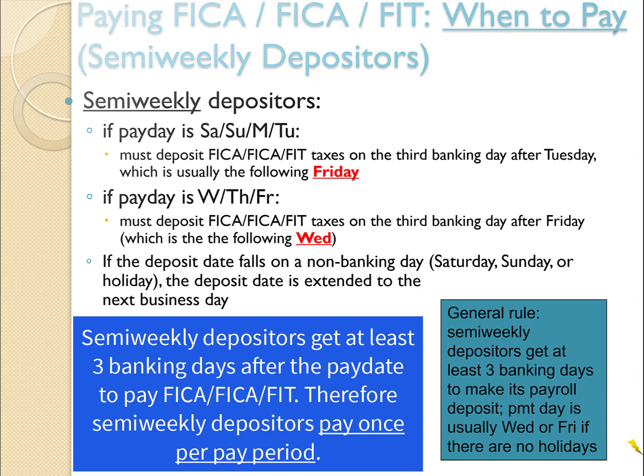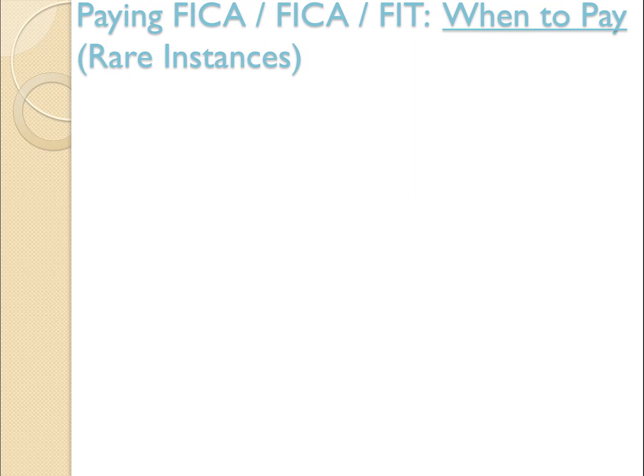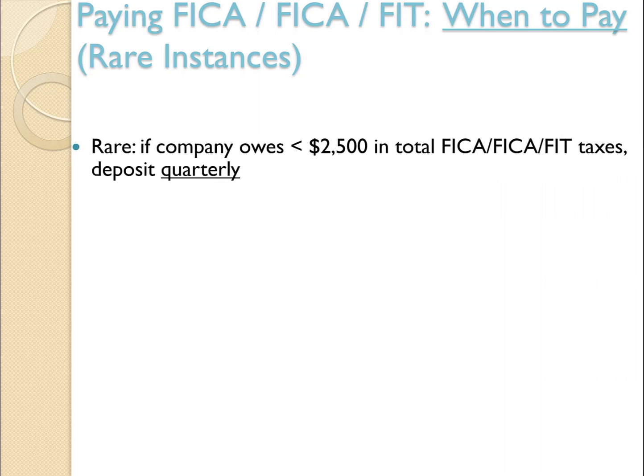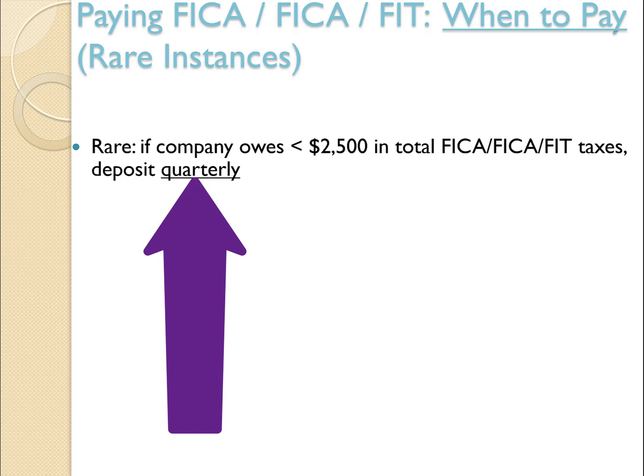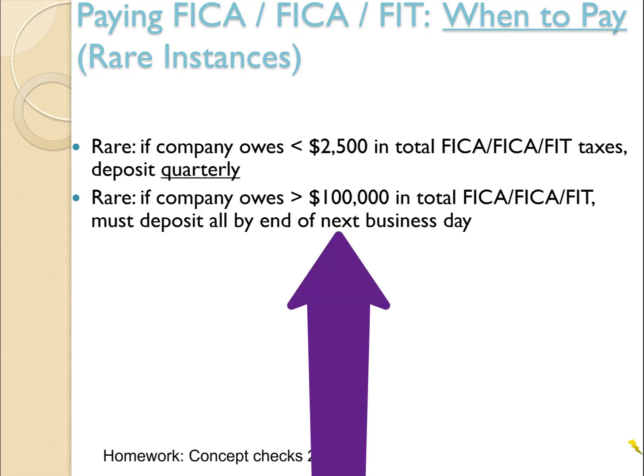So usually employers are monthly depositors of FICA FIT or semi-weekly depositors, but there are some other rare exceptions. If a company owes less than $2,500 in total FICA FIT taxes, they have to deposit their FICA FIT quarterly. If a company's big like Amazon and they owe more than $100,000 in total FICA FIT, they must deposit all FICA FIT by the end of the next business day.